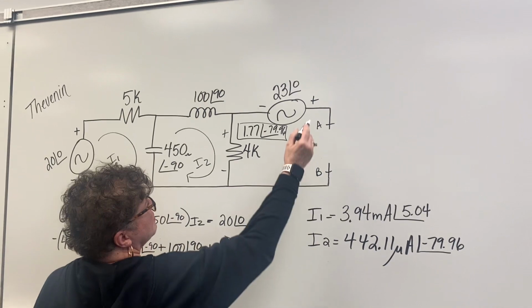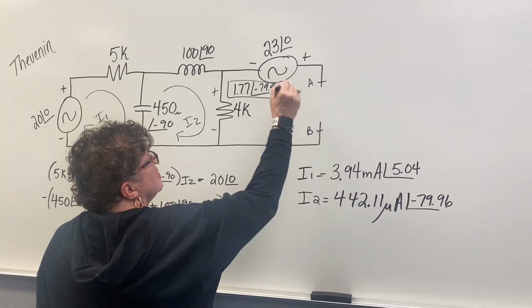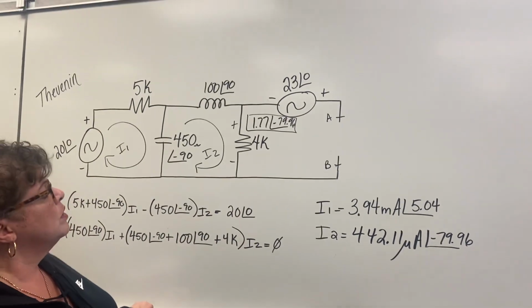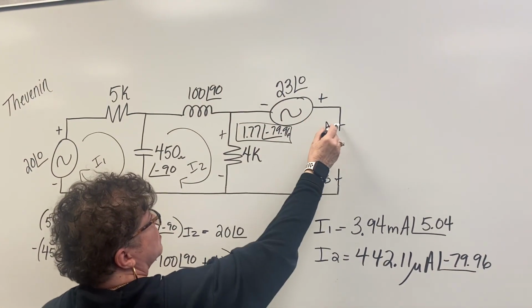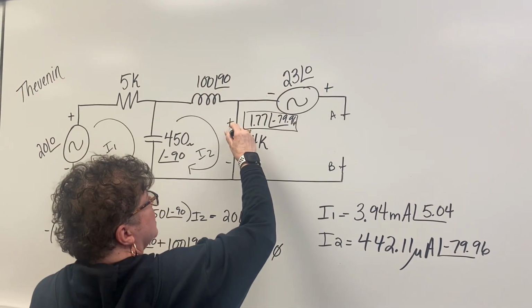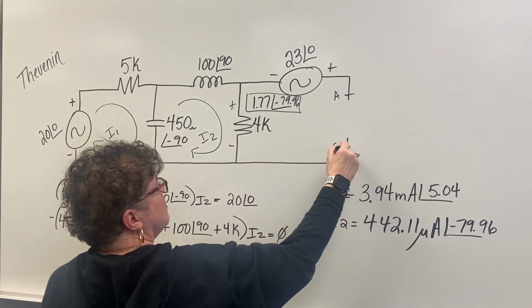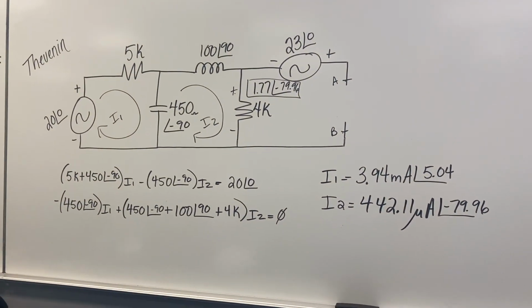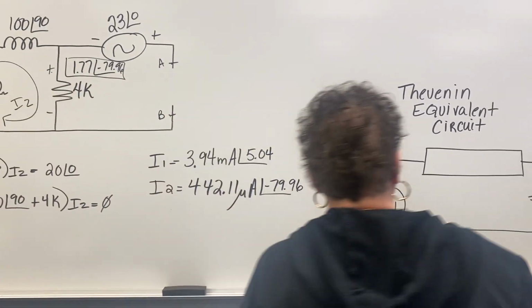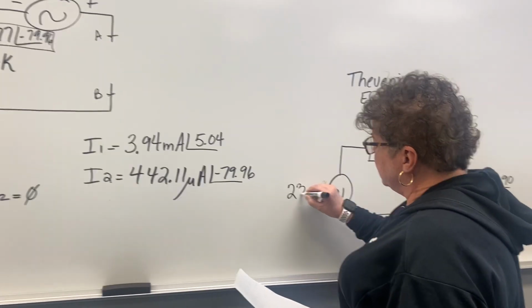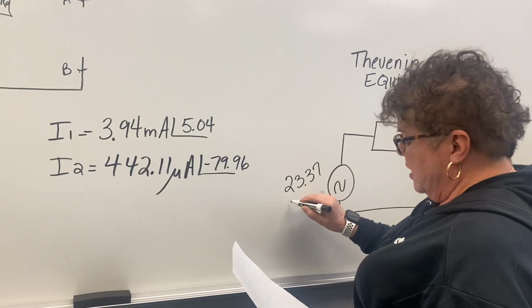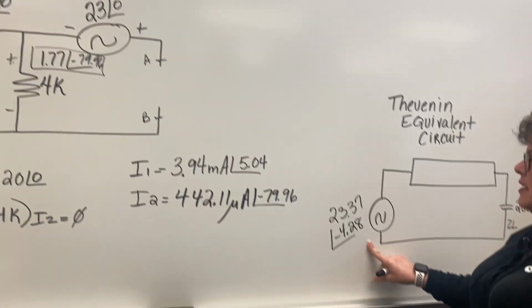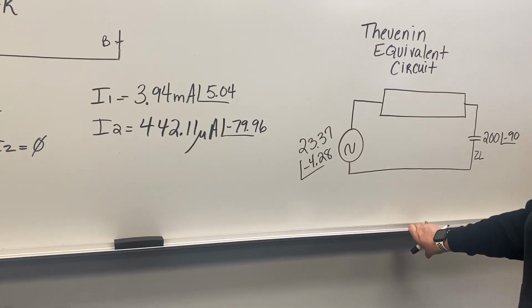Okay, so now I can get my voltage A to B. Although this is open, remember you always have to count that voltage source if it's within your path. So it's a plus 23 at 0, plus 1.77, and now you're at B. So your VTH would be 23.37. So we'll put this here in our Thevenin equivalent circuit, 23.37 volts at an angle of negative 4.28. So that's our VTH, also known as voltage A to B.